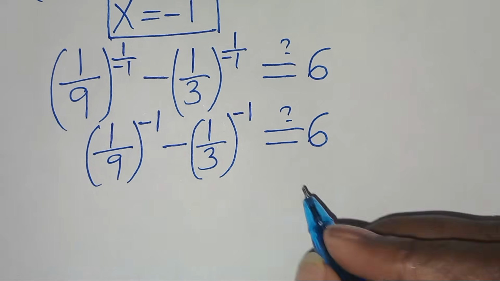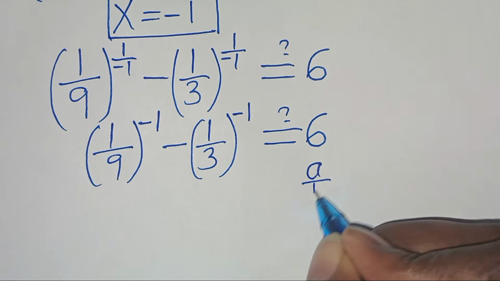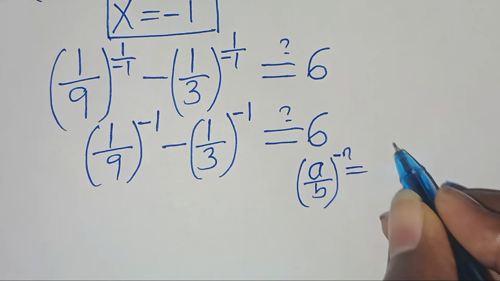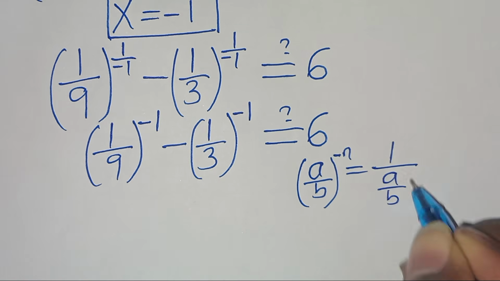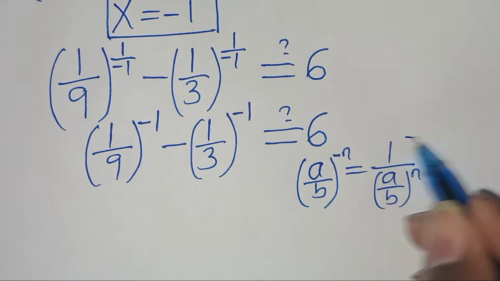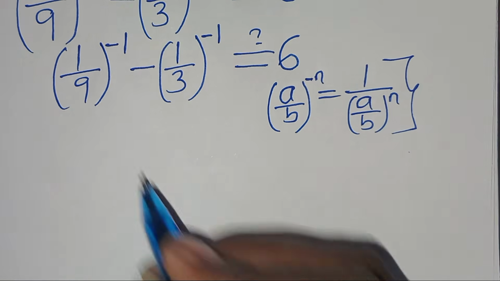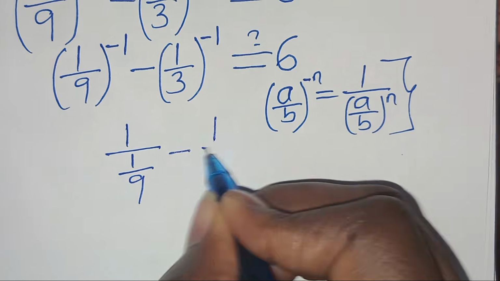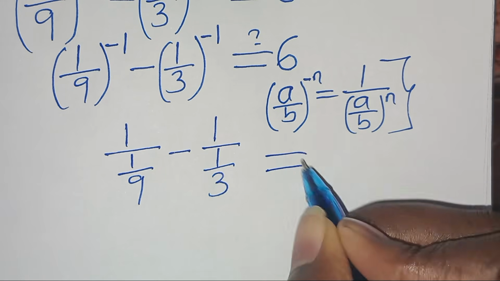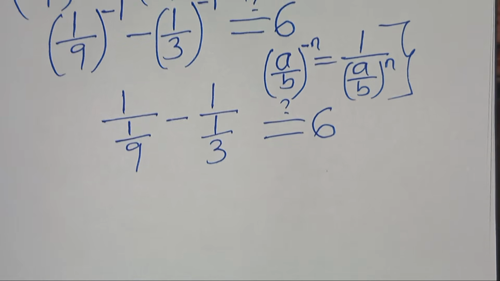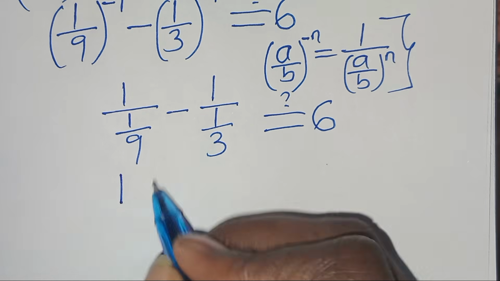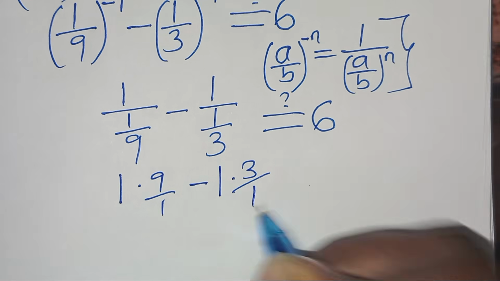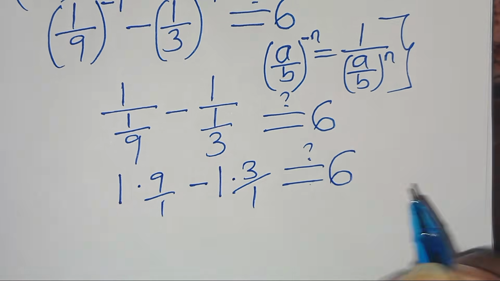Now, we have that if we have a over b raised to the power of minus n, this is the same thing as 1 over a over b raised to the power of n. So let's apply this property so that now here we have 1 over 1 over 9 minus 1 over 1 over 3. This is supposed to give us a value of 6. So this is the same thing as 1 multiplied by 9 over 1, subtract 1 times 3 over 1. This is supposed to give us a value of 6.